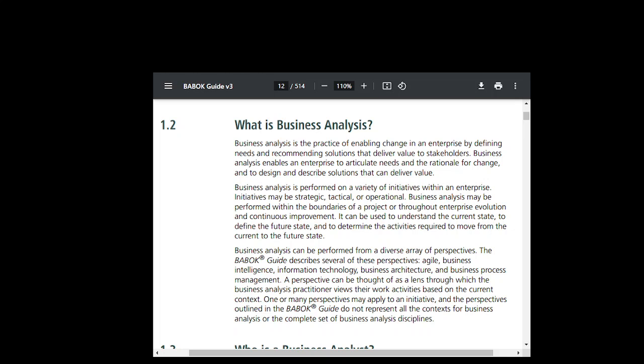and recommending solutions that deliver value to stakeholders. This is so apt, so I'm just going to highlight it. I'm just going to take some sips of water because I've been talking a lot. So it tells you that you help to enable change in an enterprise. In fact, let me bring it home.